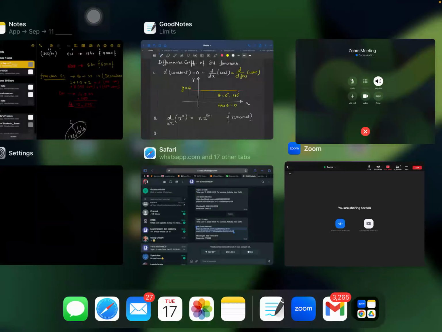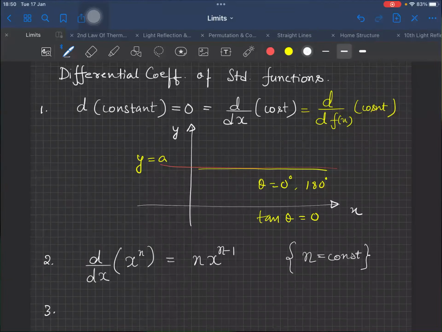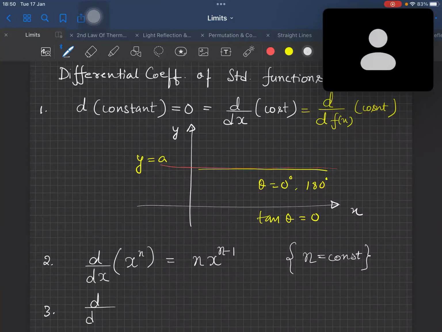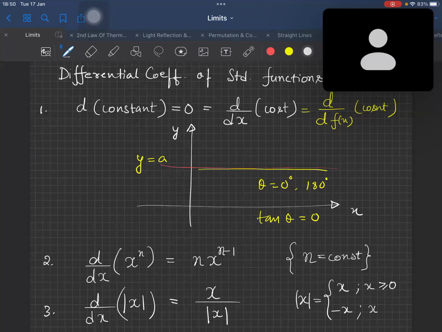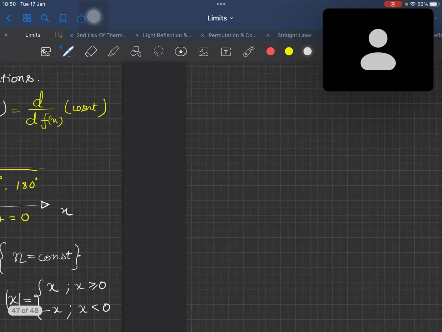Really sorry, guys. Now the derivative of the function modulus of x. What will be its derivative? It will be x upon modulus of x. I'm just directly writing because it depends on how you define modulus of x. Its value is x if x is greater than or equal to 0. It is minus x if x is less than 0. All right, so please write it down.